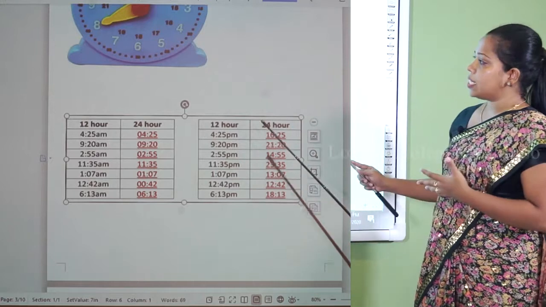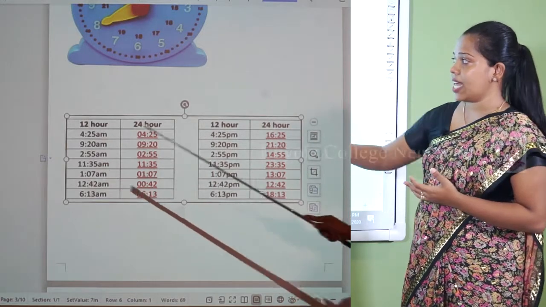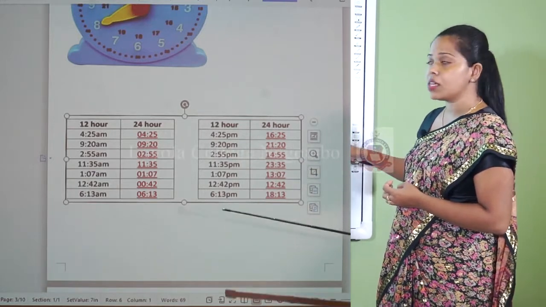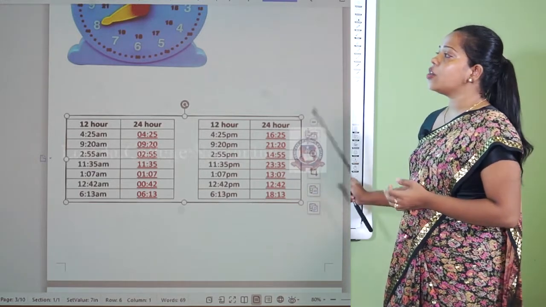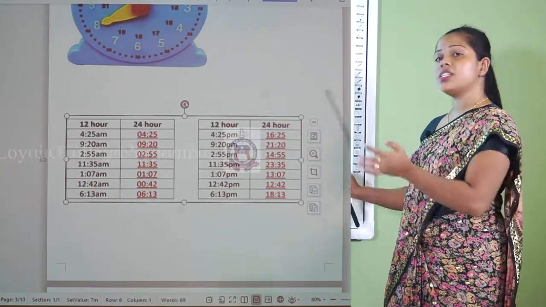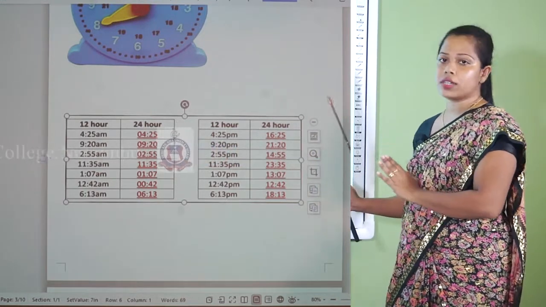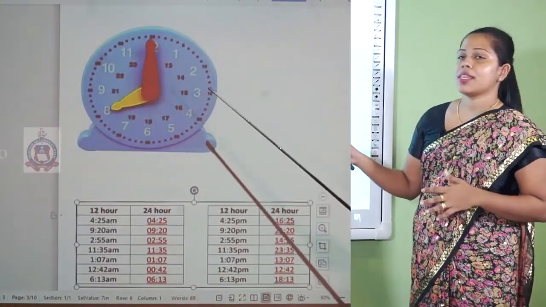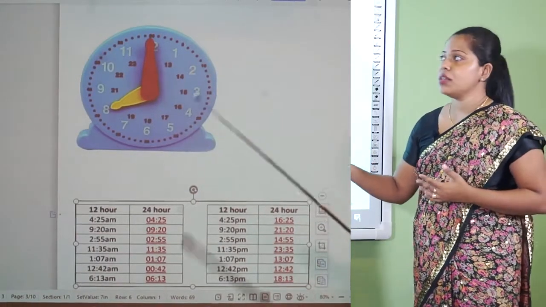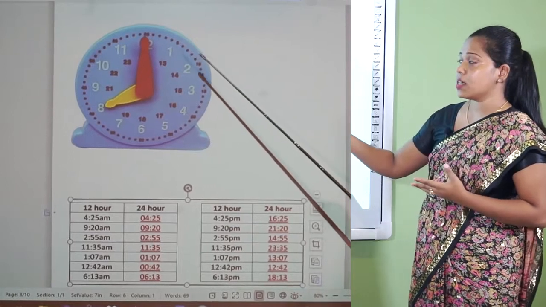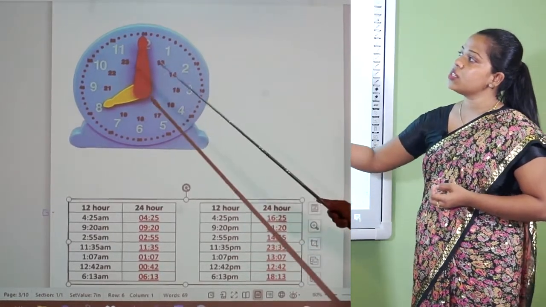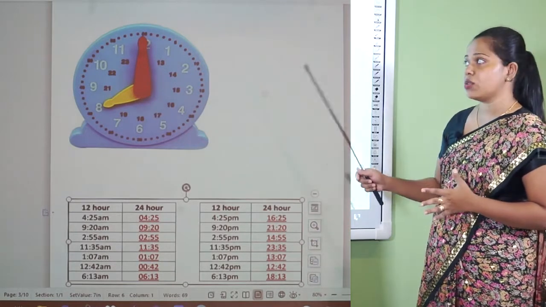Now when you come to this side, here 4:25 a.m. Now they have given 4:25 p.m. in the 12-hour clock side. How are we going to convert this into the digital time, 24-hour clock time? Now Putte, when it comes to p.m., you can see this clock. You can see some numbers from 1 to 12 and then again from 13 to 23. We'll see what those are.